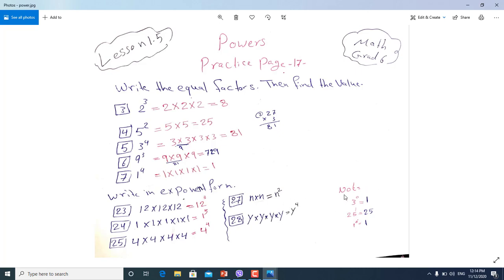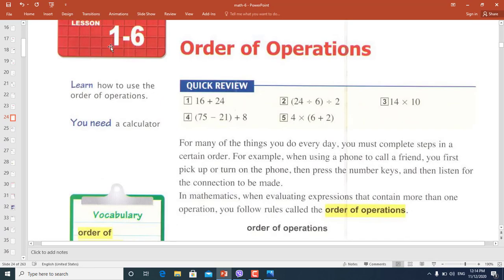And we have this note. We say that any number with exponent 0 is 1. And any number with the first power means the same number. And 1, with any exponent, is also 1. That's about powers. Lesson 6, it is the last lesson in this chapter. Order of operations.